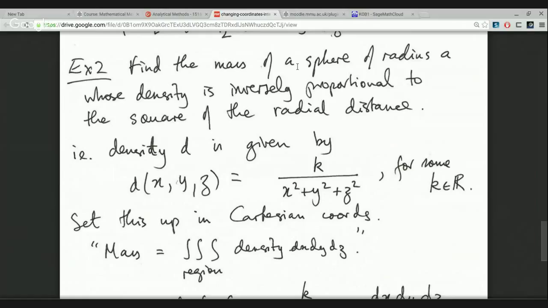We're doing this as an example to illustrate the change of coordinates. So I'm going to present the thing originally in Cartesian coordinates, and then we're going to transfer into polar coordinates.